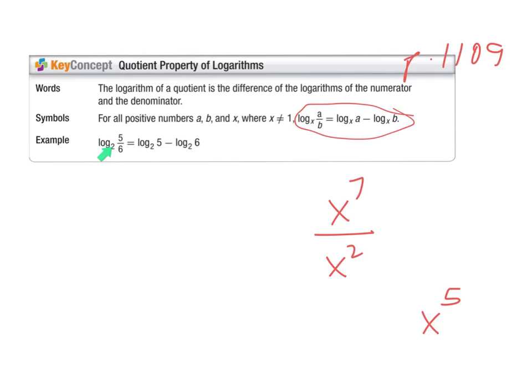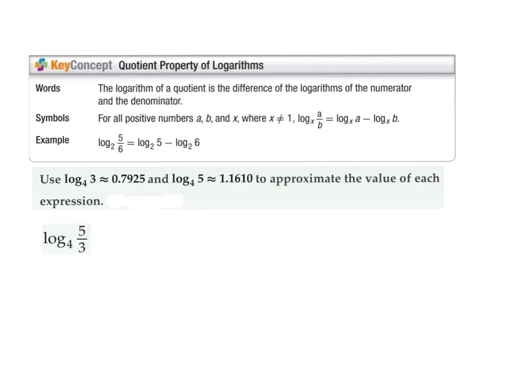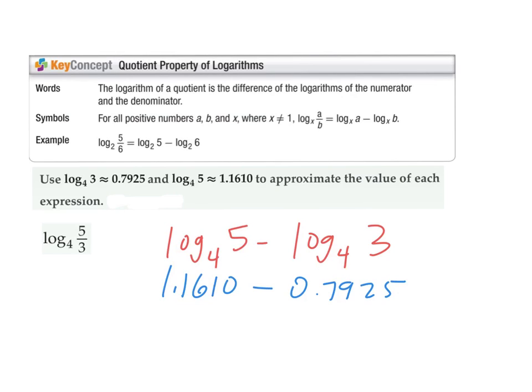Okay. So notice over here the example they give us, log base 2 of 5 over 6 is the same as log base 2 of 5, the numerator, minus log base 2 of 6. So here's the problem I want you to look at. Now this one's fairly straightforward because there's really only one option. Somehow I have to use 3 and 5. Well, I already have division. Since it's one log of division, I can separate using subtraction. Log base 4 of 5 minus log base 4 of 3. I plug in my values, do the subtraction, and there's my answer.